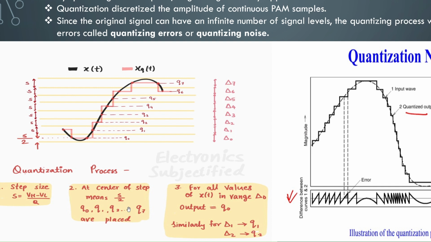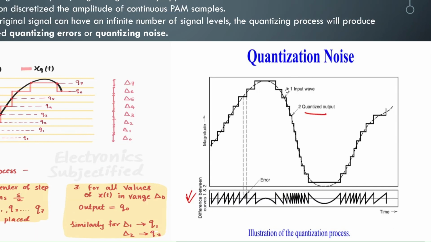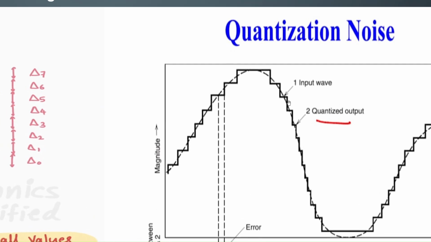Q0, Q1, Q2 ... Q7 are placed. For all values of x(t) in the range of delta 0, output is Q0. Similarly for delta 1, Q1; delta 2, Q2. Means any value in the range of delta 0 will be considered as Q0. Now quantization noise or quantization error. Here we are taking the approximate values of the signal. So the difference between the original value and the approximate value is called the quantization error.